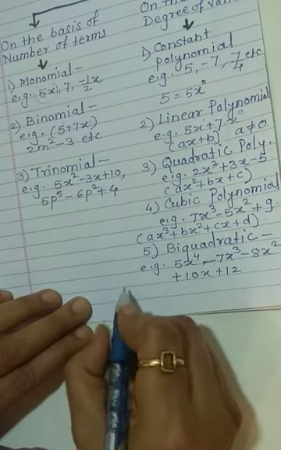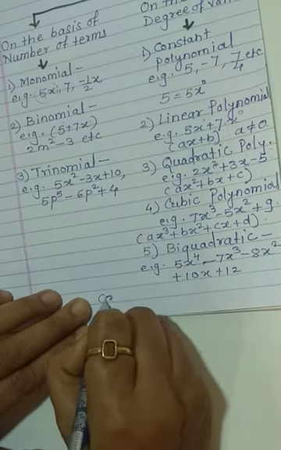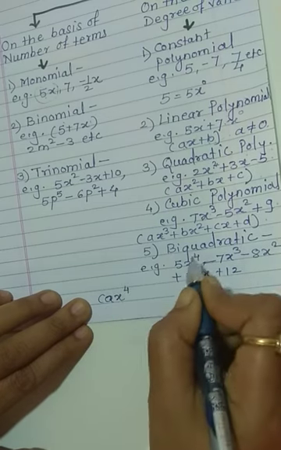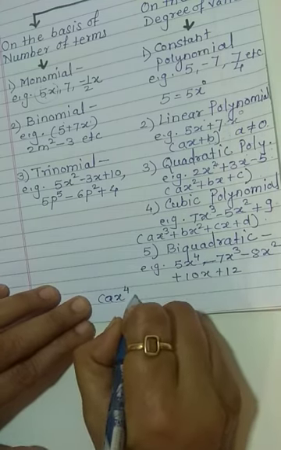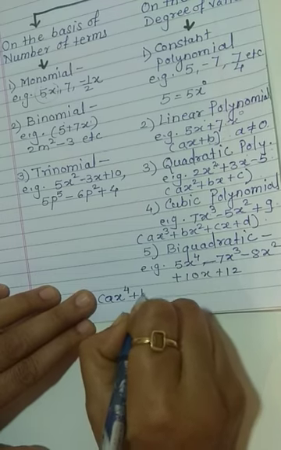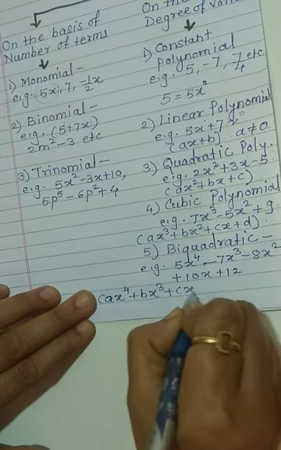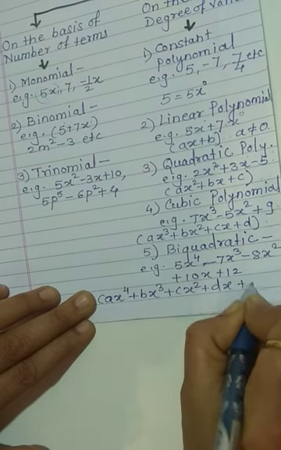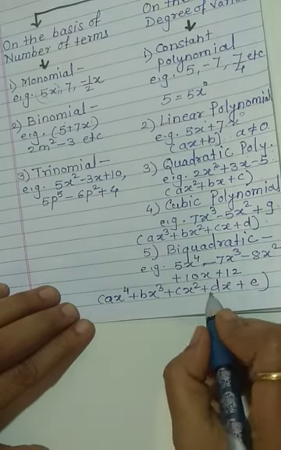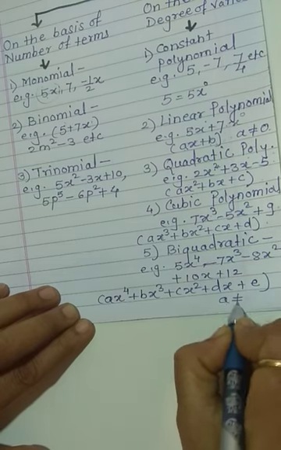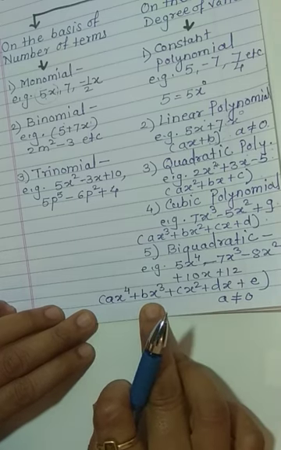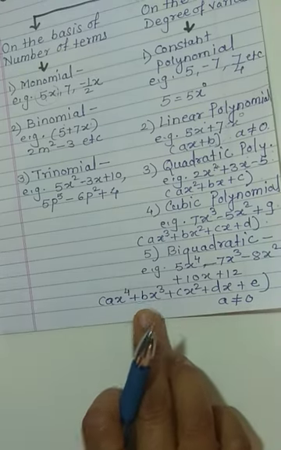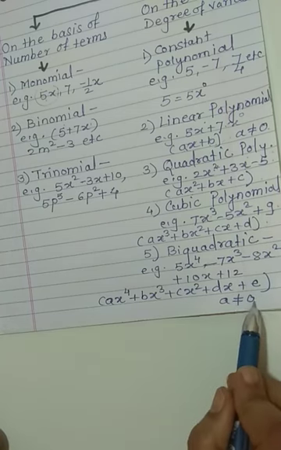Then biquadratic polynomial, the standard form is ax raised to 4. As it is a biquadratic polynomial, it is having degree 4. So a into x raised to 4 plus bx cube plus cx square plus dx plus e. It is the standard form of the biquadratic polynomial where a is not equal to 0. Because if a is equal to 0, then it becomes a cubic polynomial, and does not remain as a biquadratic polynomial. So a is not equal to 0.